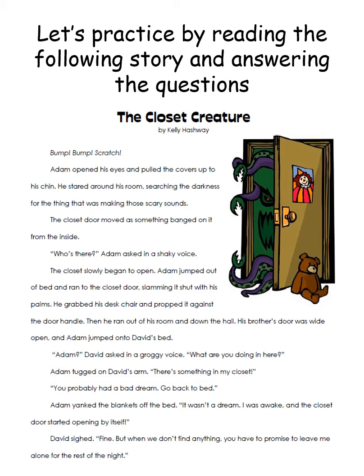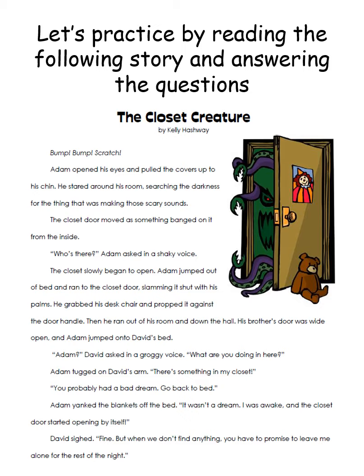Bump, scratch, bump. Adam opened his eyes and pulled the covers up to his chin. He stared around his room, searching the darkness for the thing that was making those scary sounds. The closet door moved as something banged on it from the inside. "Who's there?" Adam asked in a shaky voice. The closet slowly began to open. Adam jumped out of bed and ran to the closet door, slamming it shut with his palms. He grabbed his desk chair and propped it against the door handle. Then he ran out of his room and down the hall. His brother's door was wide open, and Adam jumped onto David's bed. "Adam?" David asked in a groggy voice. "What are you doing here?"